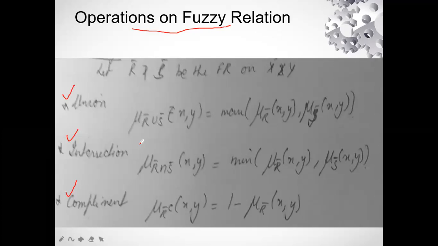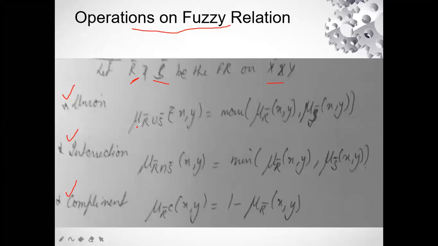Then intersection we are talking about being the minimum out of the two relations. And lastly, the complement is found with one minus that particular relation. So let's see how the formula goes for union, intersection and complement. If you have two fuzzy relations, R bar and S bar, be the fuzzy relation on X cross Y.